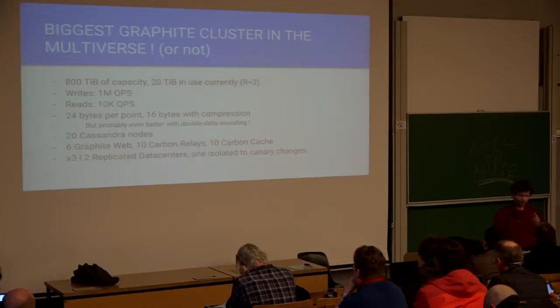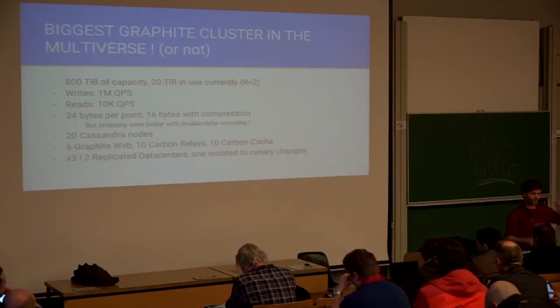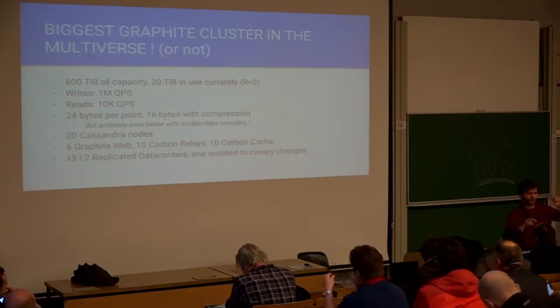We don't have 2 clusters anymore, we have 3. Because let's imagine that somebody by mistake does a drop keyspace on the Cassandra cluster, we would lose everything because it's replicated. So we have 2 replicated clusters and one that is isolated, that we use as a fallback if something really wrong happens to the 2 others.